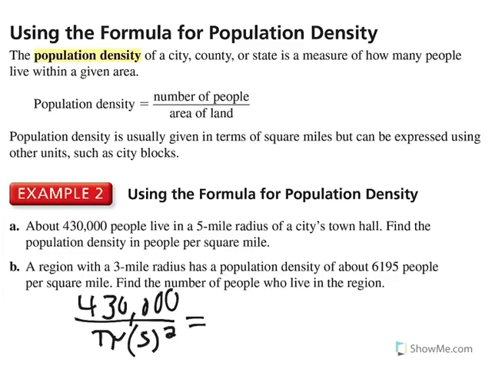And then we just have to solve this out. So I'm going to leave my 430,000 right now by itself on the top. The bottom I'm going to multiply, so 5 squared gives me 25, and then I'm going to multiply that with my pi, and so that gives me 78.5 on the bottom, and then I'm going to divide this out to get the decimal. And so whenever we divide this, you're going to get 5,477.